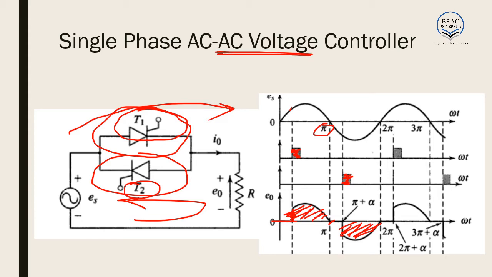This is called AC/AC voltage control. This is why it is called the AC/AC voltage controller. One thing needs to be noticed: the output is purely AC only because the firing angle here is the same as the firing angle here. If these firing angles were different, the output would not be purely AC and there would be a DC component involved. Suppose this firing angle is lower and this firing angle is higher. Then the voltage in the positive half cycle will be greater than the voltage in the negative half cycle, and as a result there will be a DC component involved. That is, it will not be balanced.